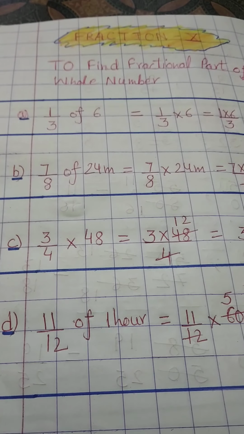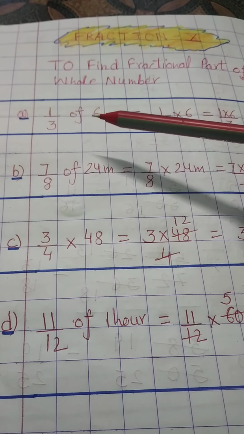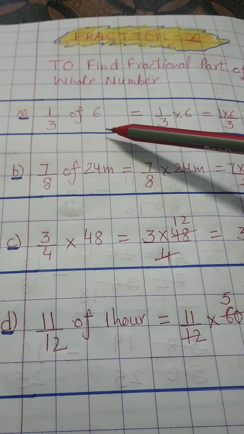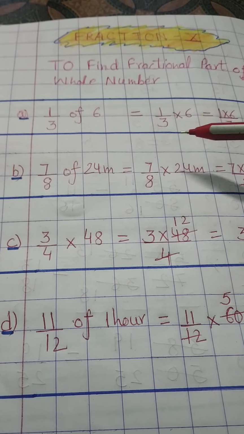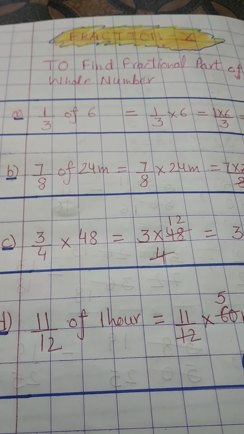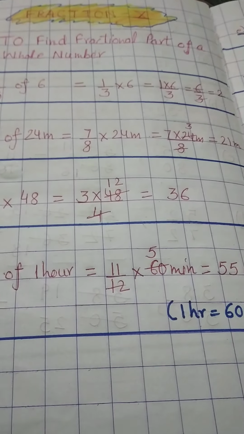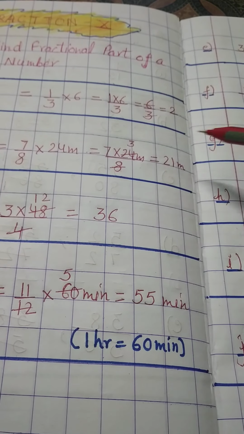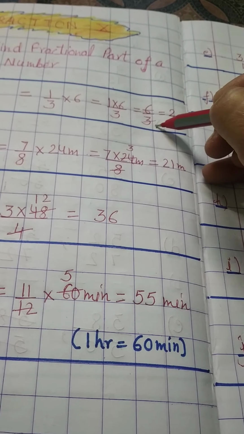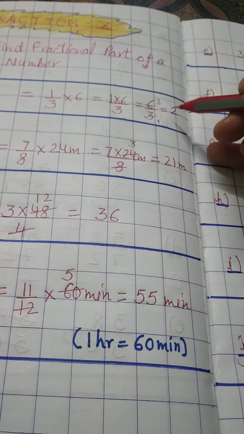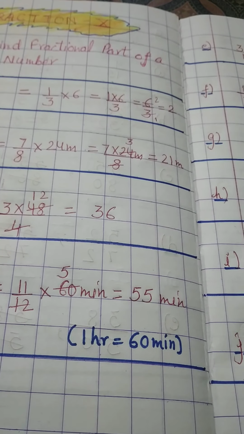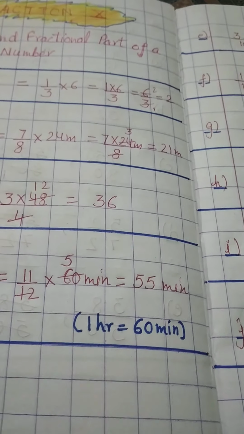First question is 1/3 of 6. "Of" means multiplication. So we will do 1/3 multiplied by 6. 3 times 2 is 6, so we will write here 2. So 3 ones are 3, and 3 twos are 6. So the answer is 2. We will not write the 1 in the denominator, because it is understood that it is there.